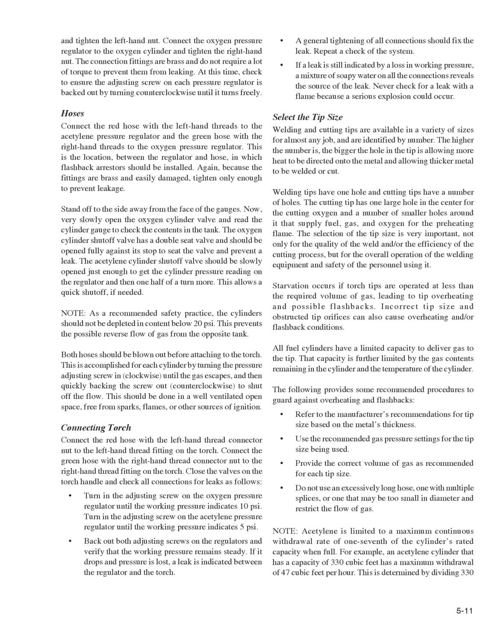Connecting torch. Connect the red hose with the left-hand thread connector nut to the left-hand thread fitting on the torch. Connect the green hose with the right-hand thread connector nut to the right-hand thread fitting on the torch. Close the valves on the torch handle and check all connections for leaks as follows. Turn in the adjusting screw on the oxygen pressure regulator until the working pressure indicates 10 pounds per square inch. Turn in the adjusting screw on the acetylene pressure regulator until the working pressure indicates 5 pounds per square inch.